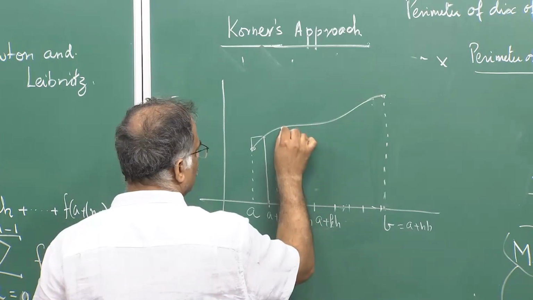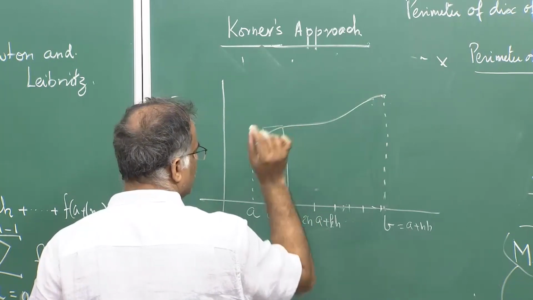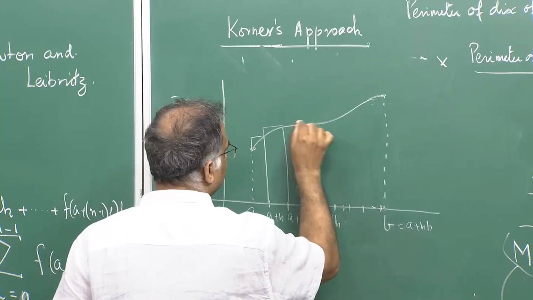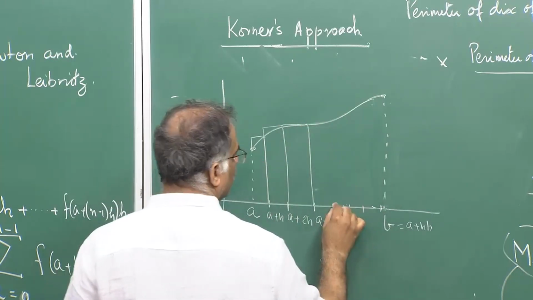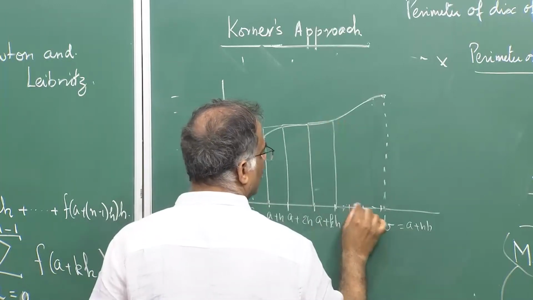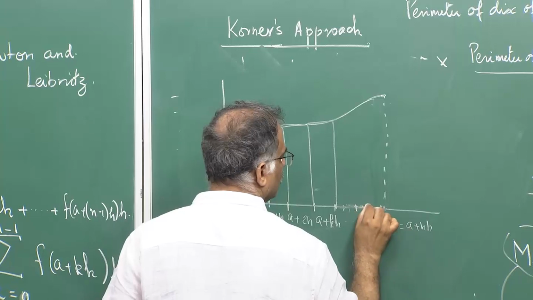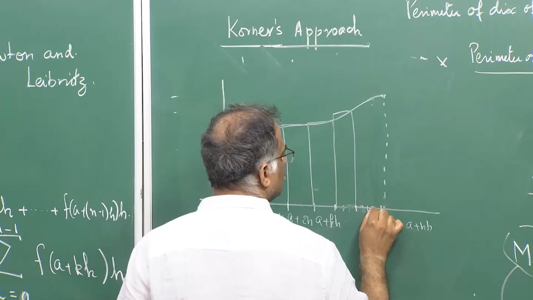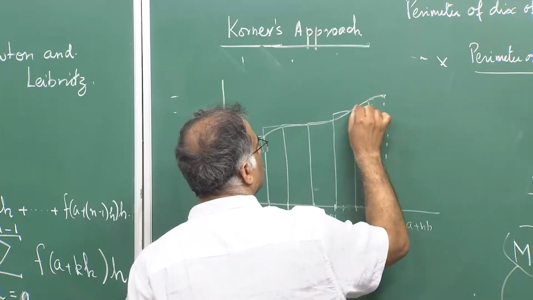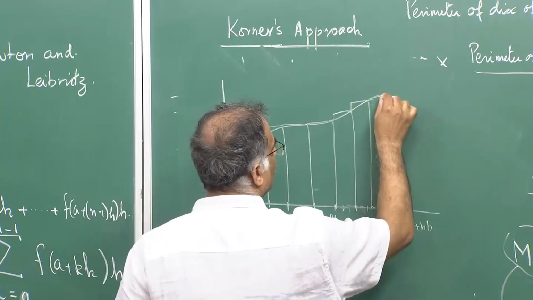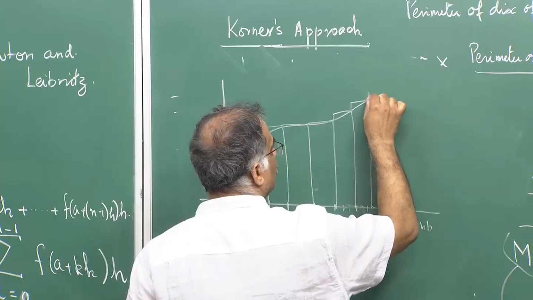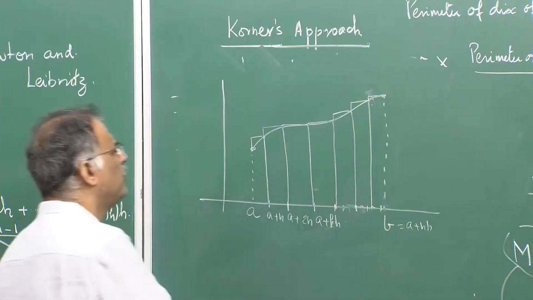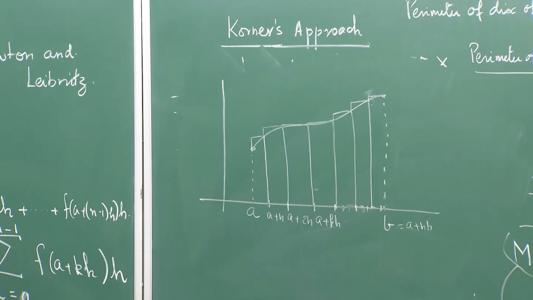Here you see the maximum value, create with this the rectangle. You will see these rectangles are overestimating. Here also the maximum value is here, and here the maximum value is here. So you see the rectangle is overestimating. Here the maximum value is this, so this would be the rectangle. So the rectangles finally are overestimating. Similarly, you can draw. So what you have taken is the maximum value and the minimum value.